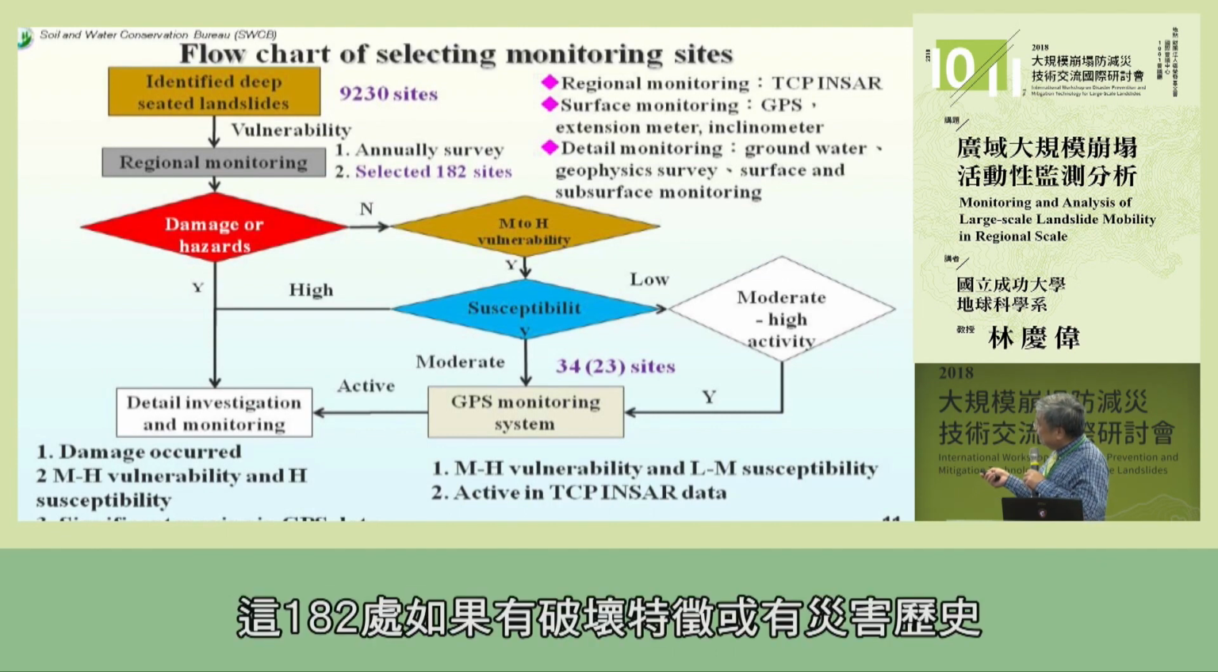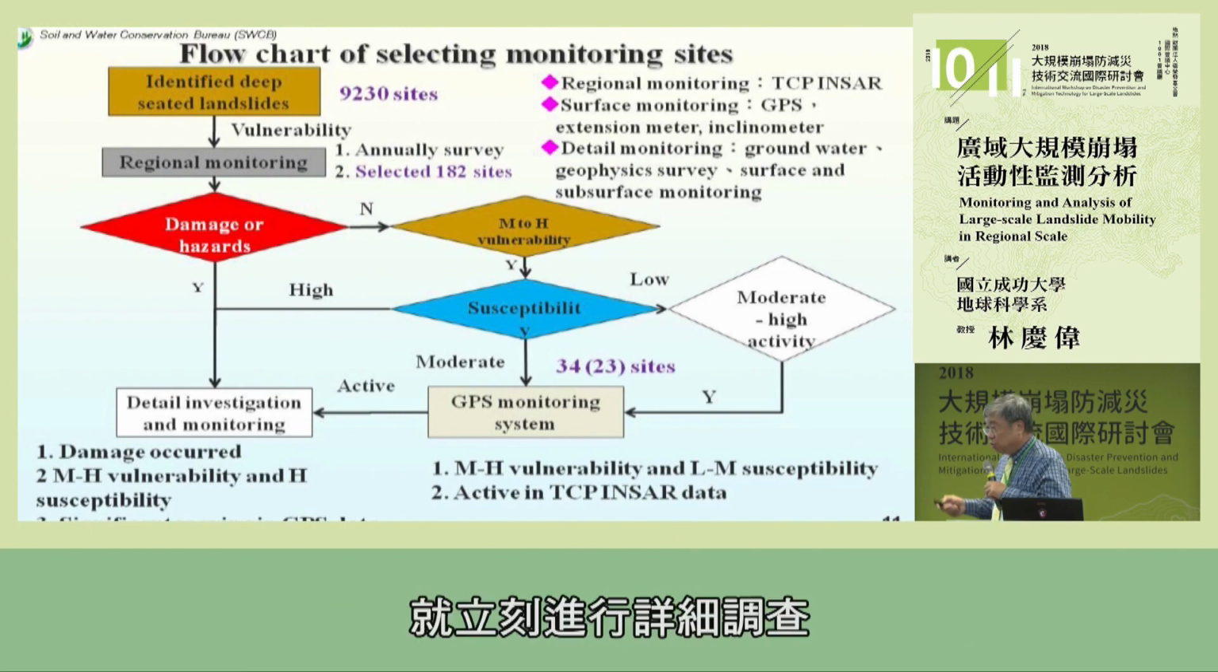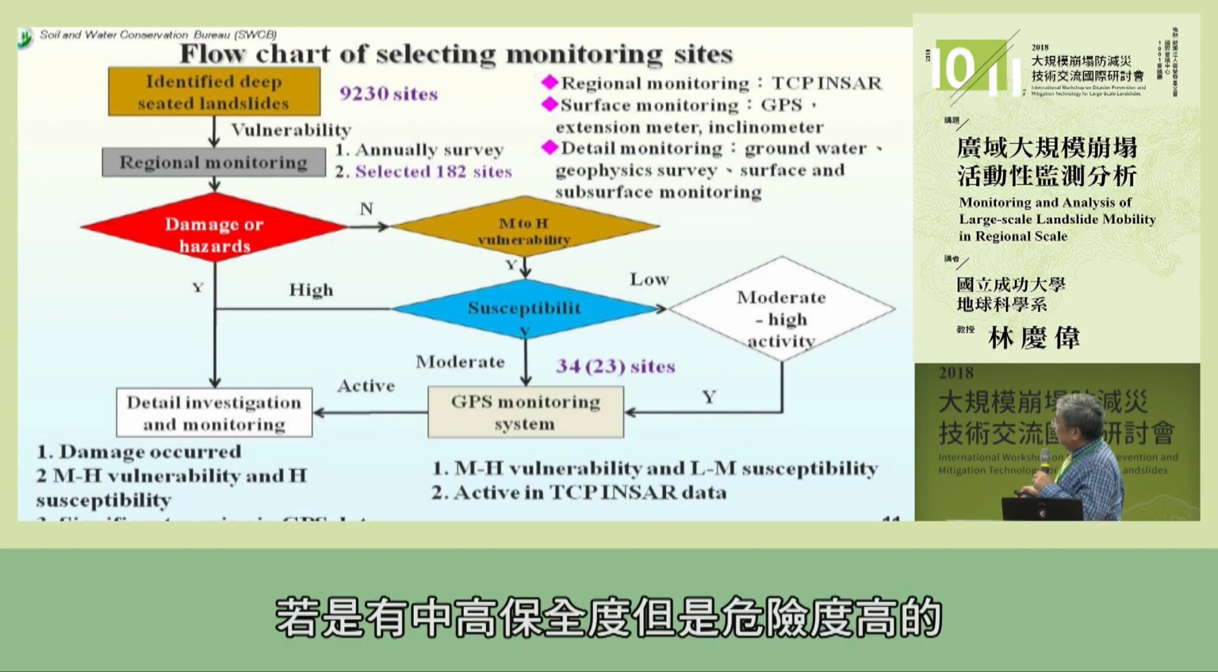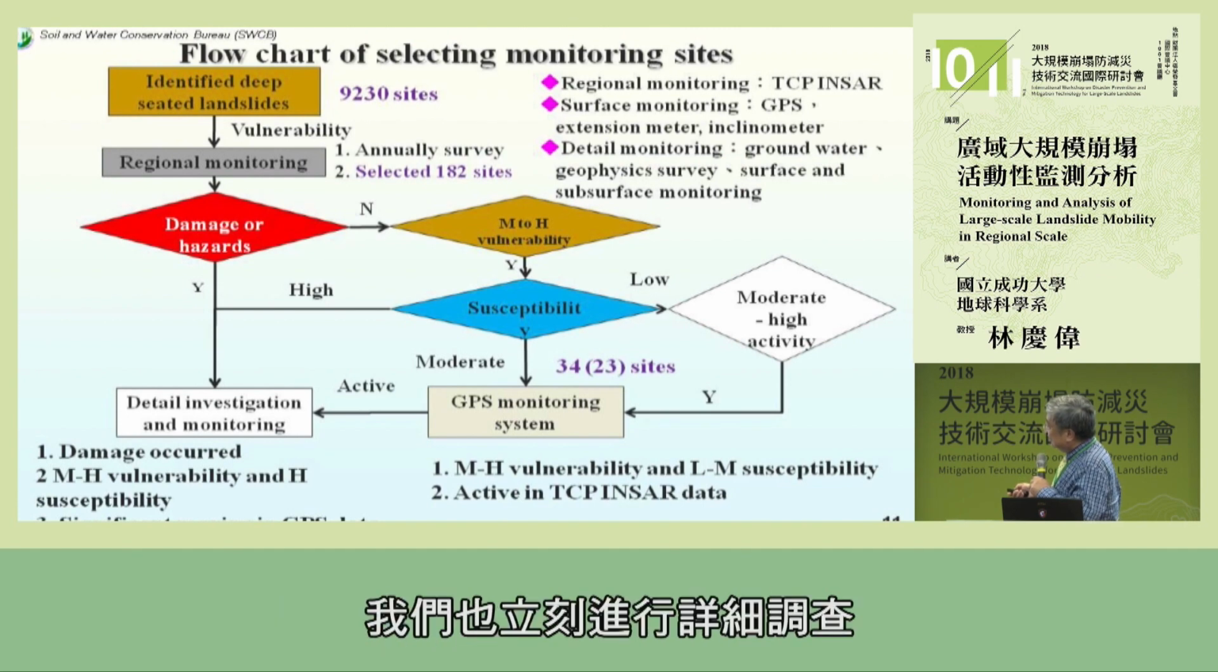Among 182 sites, if a site shows damage phenomena or has a historic hazard, we go directly to detailed investigation. Otherwise, if it has moderate to high variability and also high susceptibility, then we also go directly to the detailed investigation for this site.